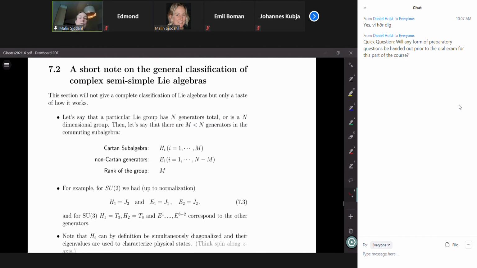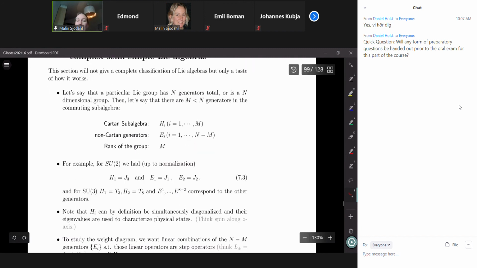So we will here study a general Lie group. We will have n generators, and we will have some m generators in a Cartan subalgebra. Then we will have non-Cartan generators, which cannot be cast in a diagonal form at the same time. So the rank of the group will be m, because there are m generators that can be diagonalized at the same time.